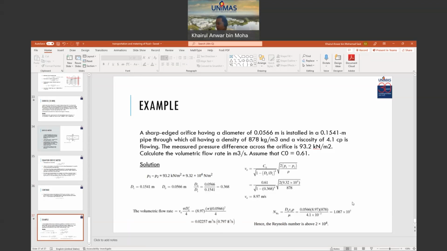And calculate the Reynolds number. D naught is 0.0566, 8.97 is V naught here, rho is 878 over viscosity 4.1 cP, which is centipoise, equal to 1.087 times 10 to the power 5, and the Reynolds number is above 20,000.